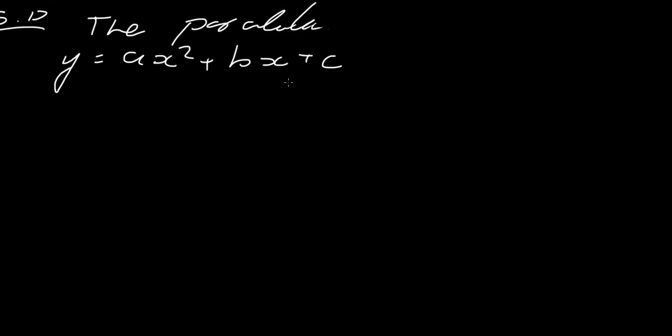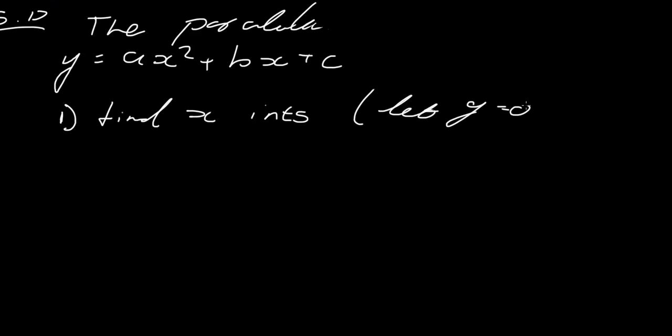So they say in your book, consider the sketch of the parabola. A and B are the roots, C is the intercept, and D is the turning point. These 4 points can be calculated. So basically there are 4 steps in order to sketch a parabola. 1, find x-intercepts. So how do we do that? We let y equal 0.